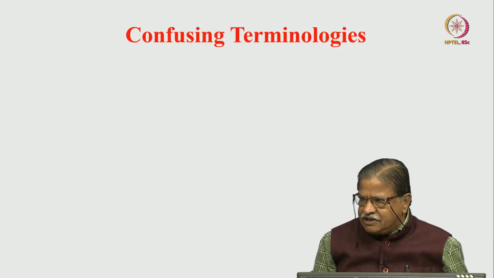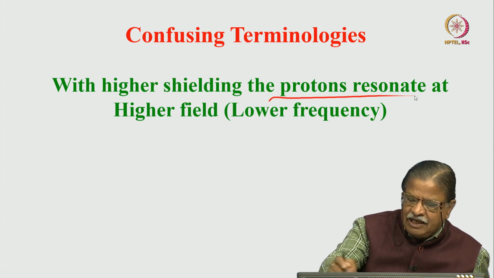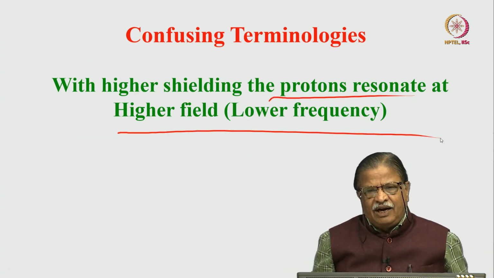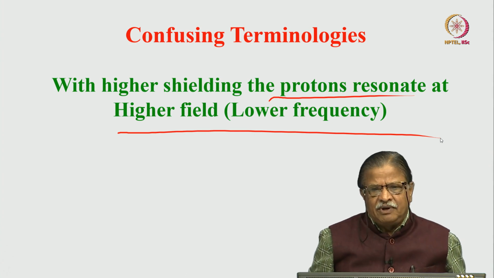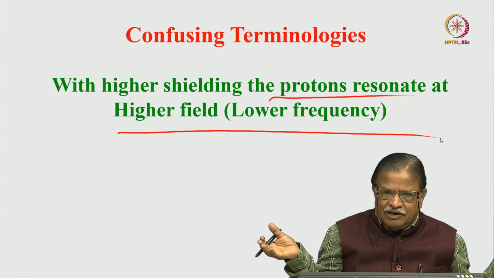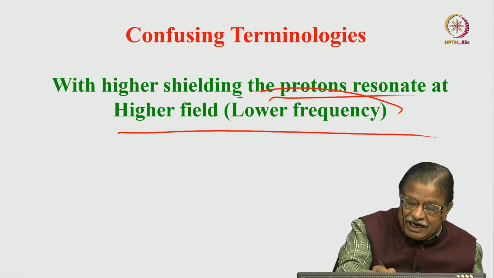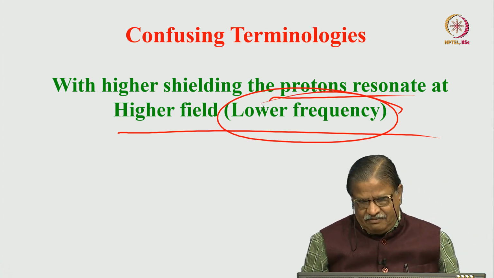Okay. So, there are always confusing terminologies which are commonly used. People say with higher shielding the protons resonate at higher field. How is it possible? Higher field means you should have higher frequency, because we know nu is equal to gamma B naught over 2 pi. When the field is higher, frequency should be higher. But on the other hand, I said it is lower frequency.